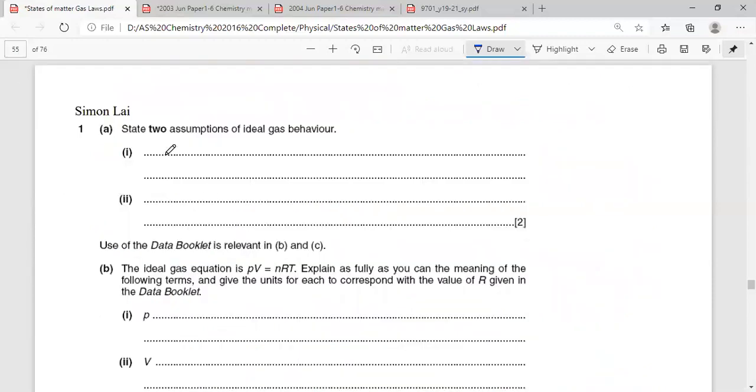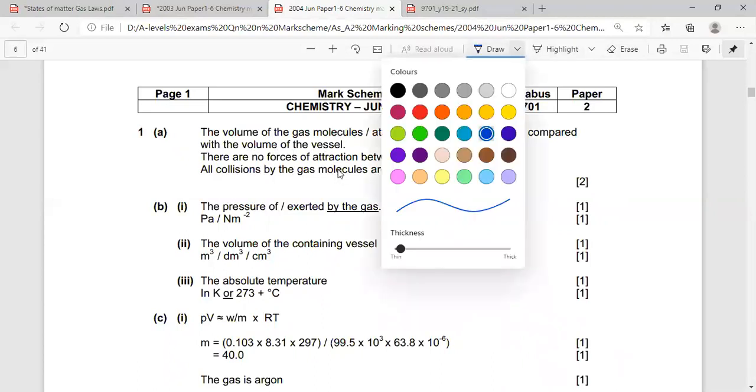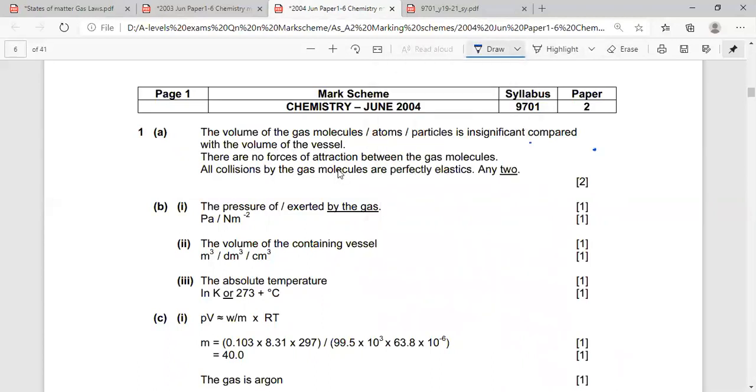See here, assumptions. Now here, 2. State the assumption of ideal gas behavior. Now this is a later one. Volume of a gas molecule, or volume of gas atoms or particles, is insignificant compared to the volume of the vessel the gas occupies. You must say compared to. Compared to the volume of the vessel that the gas occupies.